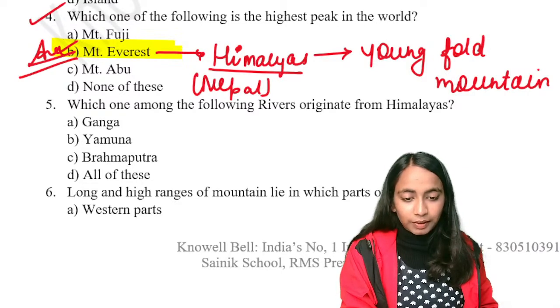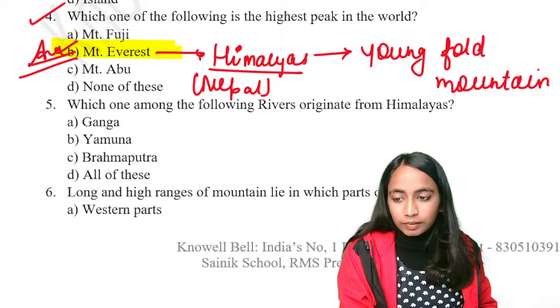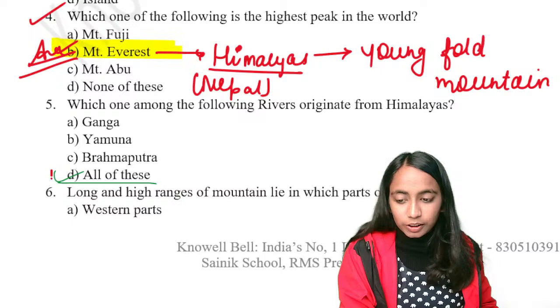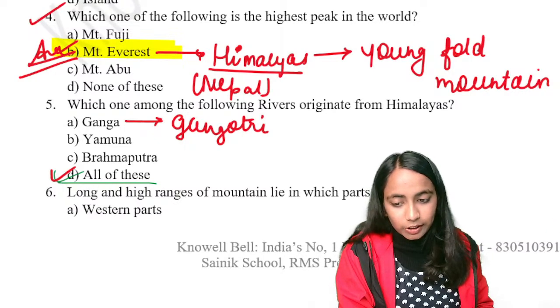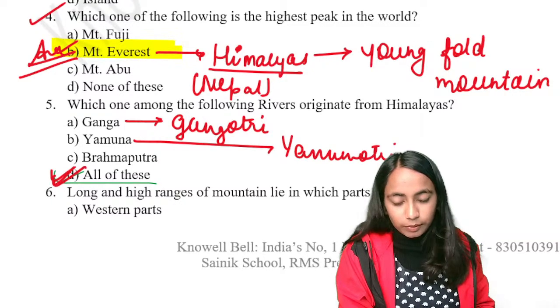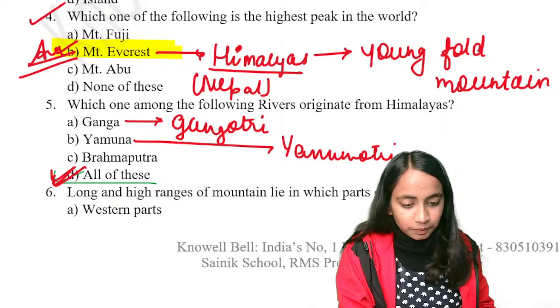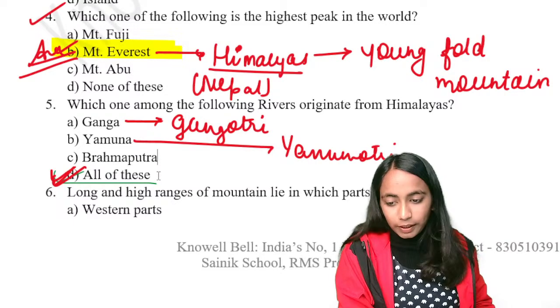Okay, what happened, Ashima? You answered incorrectly. All the three of them, Rishikesh. Okay. Ganga, Yamuna, Brahmaputra, all the three of them originate from Himalayas only. Ganga originates from Gangotri Glacier. Yamuna originates from Yamunotri Glacier. So all of them originate from the Himalayas only.